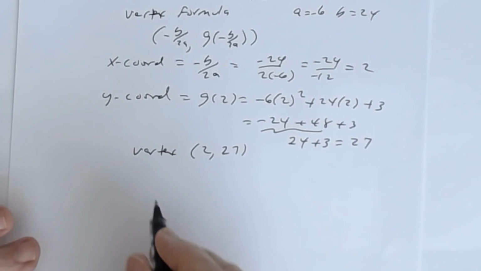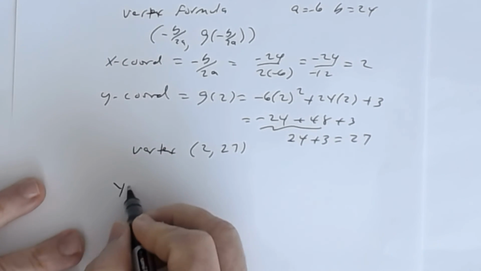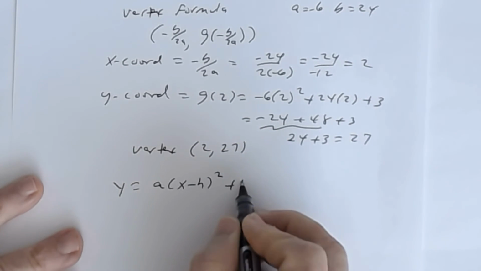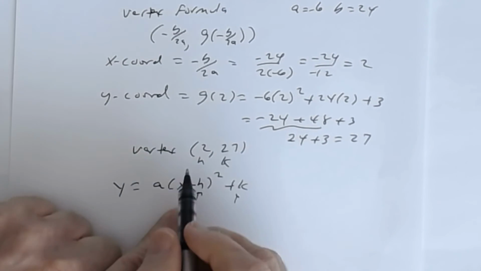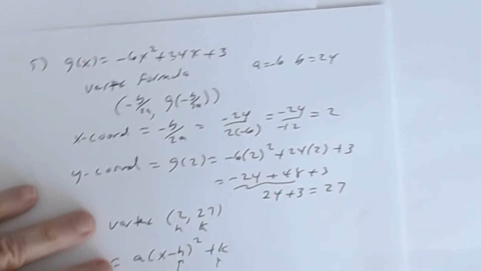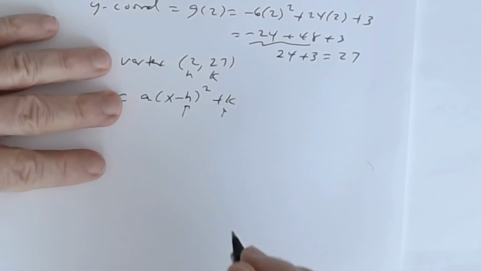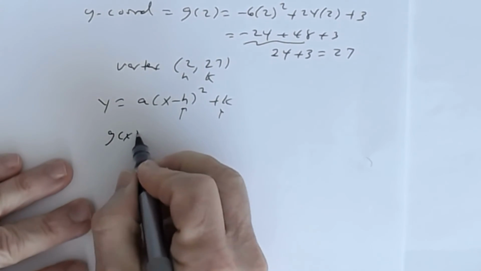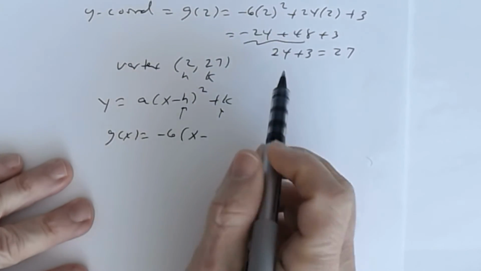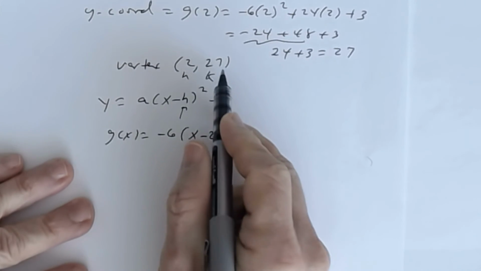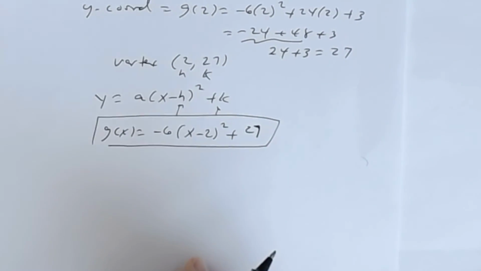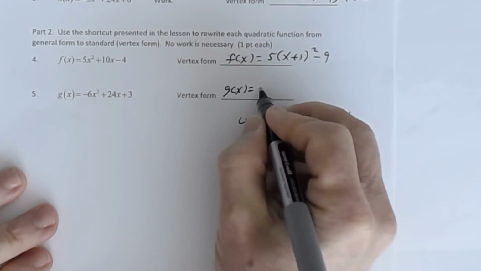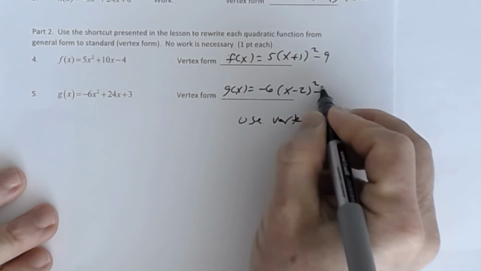Now remember, you want to rewrite this in vertex form. So vertex form is y equals a times x minus h squared plus k. So you have to find h and k. This is your h and this is your k, because that's your vertex. And then a is the coefficient of x squared, which you found to be negative 6. So a is negative 6. So I get g of x is equal to negative 6 times x minus h, which is 2, squared, plus k, which is 27. And that's all you can do. There's your answer. So in number 5, you can say g of x will equal negative 6 times x minus 2 squared plus 27.